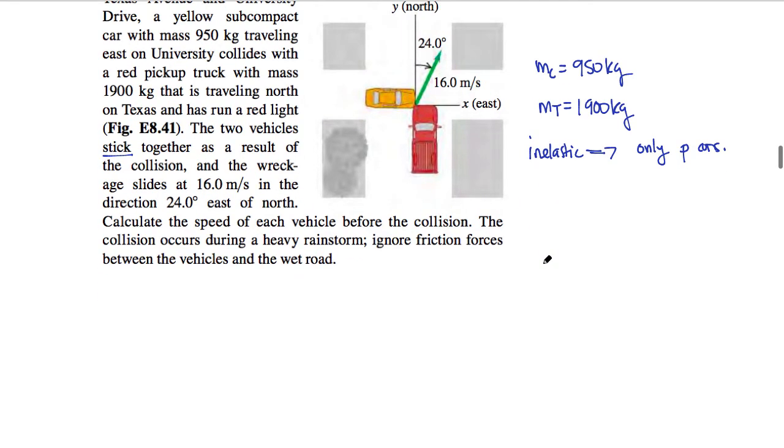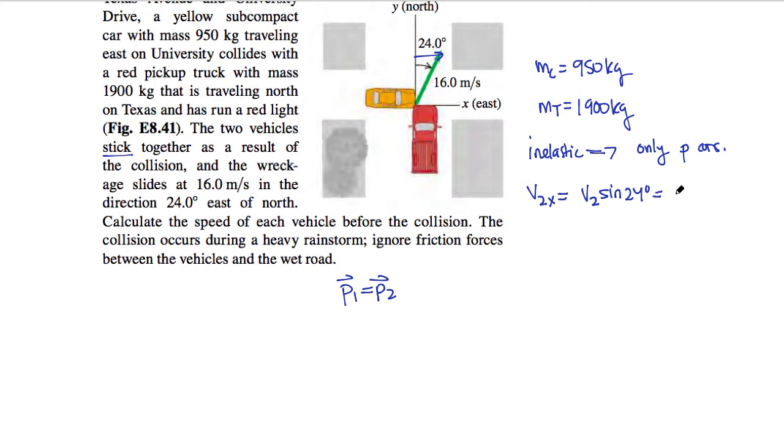So what I'm going to go ahead and say is we will be using conservation of momentum. We will need to do it in 2 dimensions. So we will be splitting this up into an X and a Y system. So I'll go ahead and say that V final in the X direction will be equal to the speed times, let's say this is the X direction, times the sine of 24 degrees.